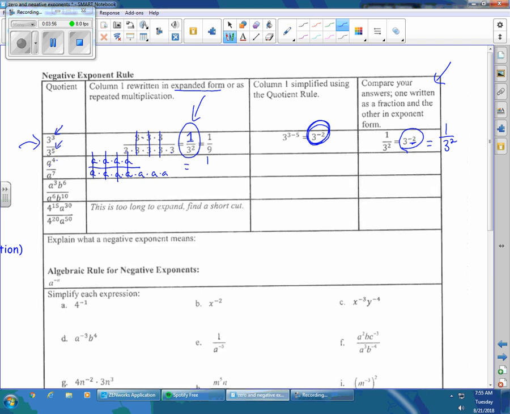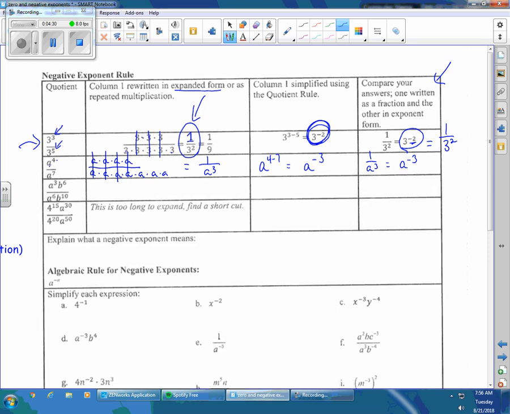In my denominator, I've got a times a times a, which is a to the 3rd power. If I use my exponent rule, I'm going to have a to the 4 minus 7 power, which is going to be a to the negative 3rd power. So what I'm saying is 1 over a to the 3rd power is equal to a to the negative 3rd power. I hope that this is making sense to you.